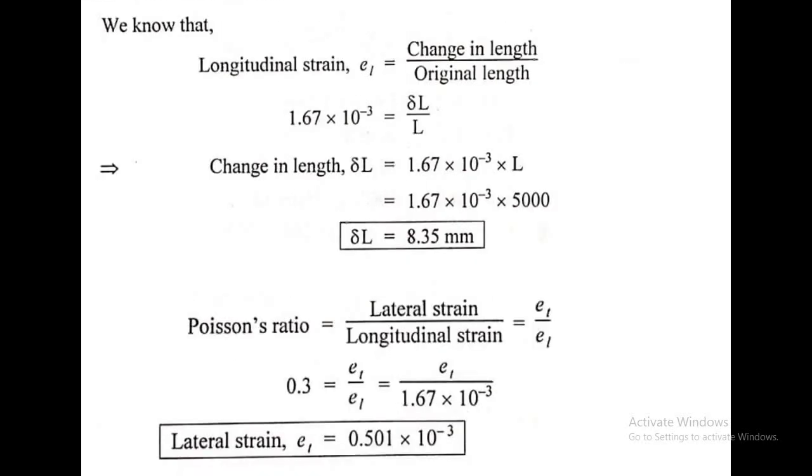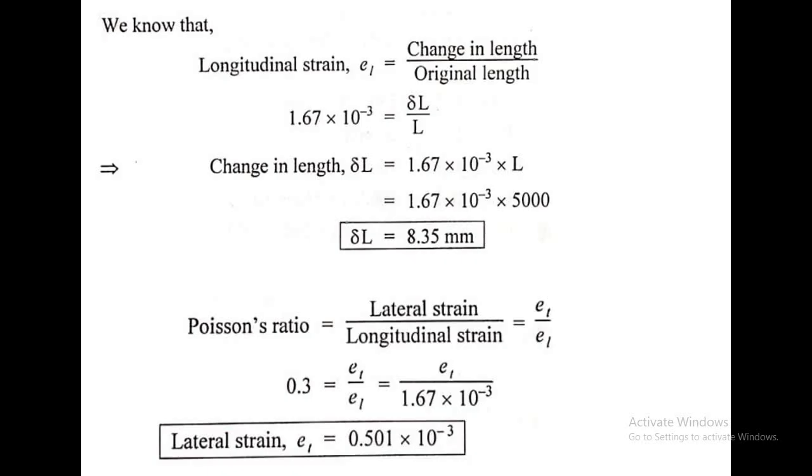We also know longitudinal strain is change in length to the original length. So you keep the unknown in the left side, that is change in length, and the remaining in the right side. Finally we got it as 8.35 mm as change in length.